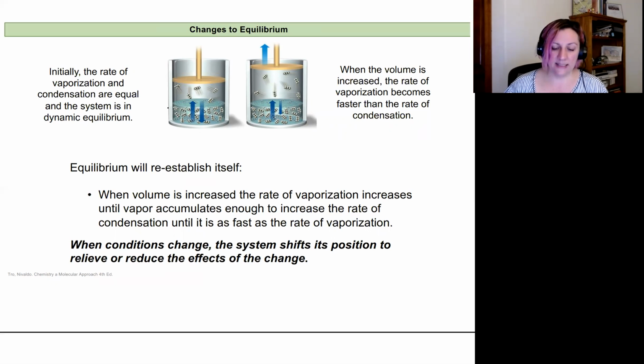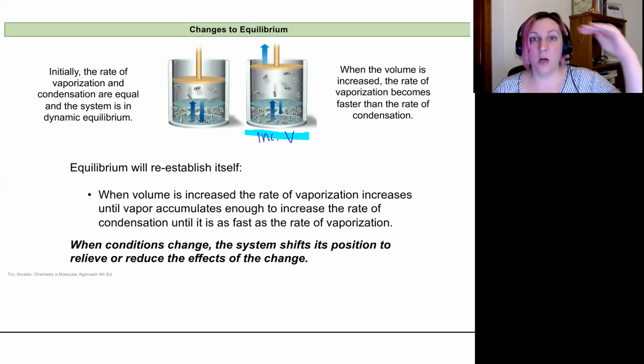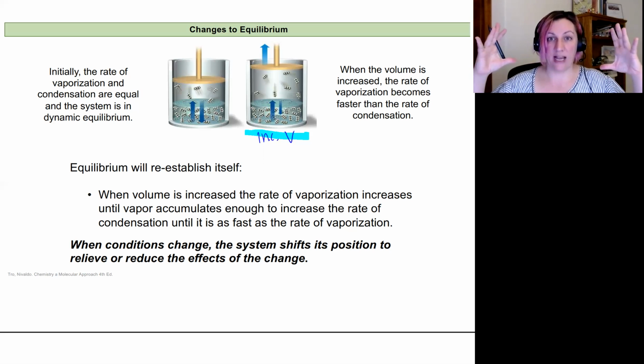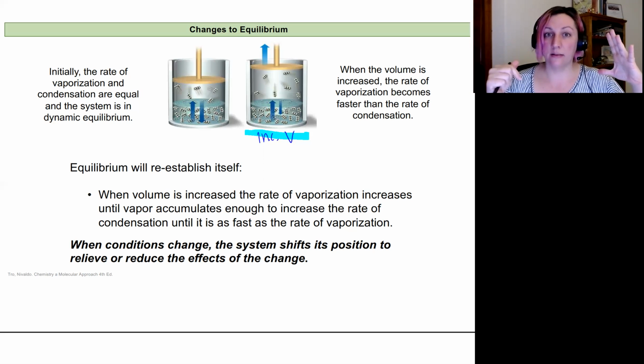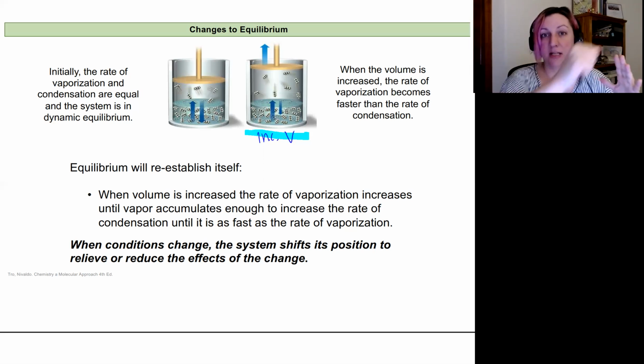So let's take our initial system at equilibrium and let's increase the volume. And that's what this picture is trying to show right here, an increase in volume. And when we do that, we have lower pressure for our gas particles. And so with that lower pressure, we're going to see less condensation take place, because the particles are going to take more time to travel around and collide down with the surface.